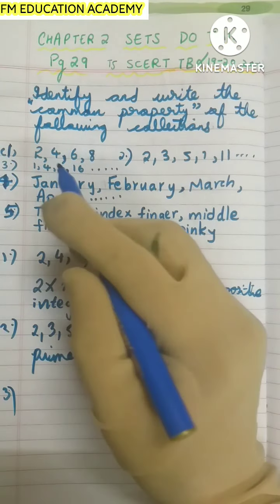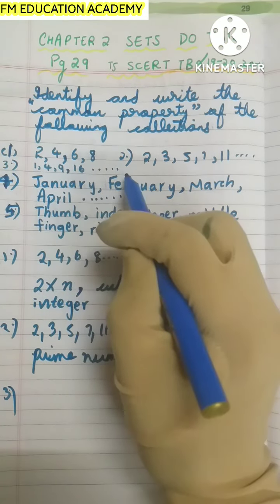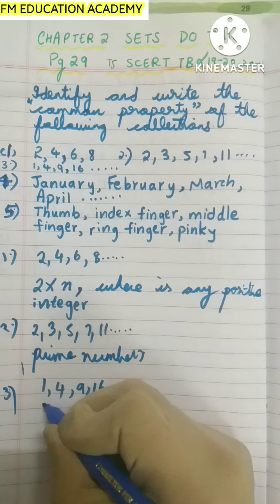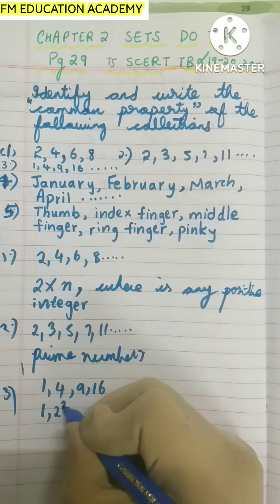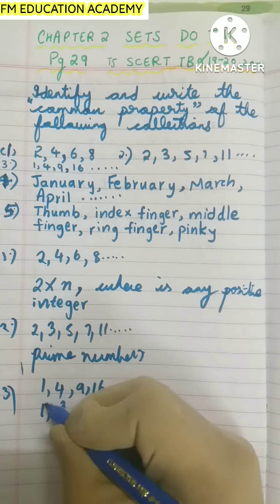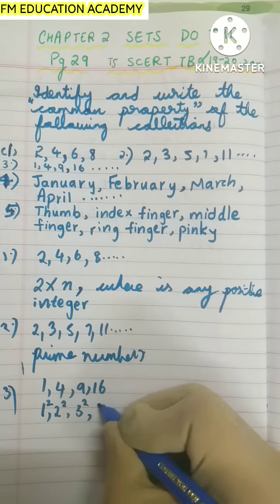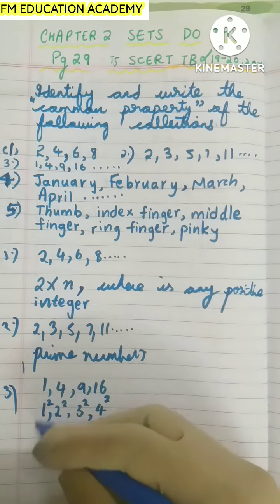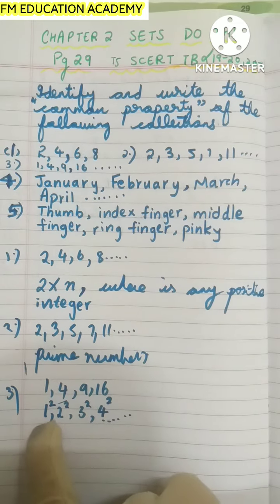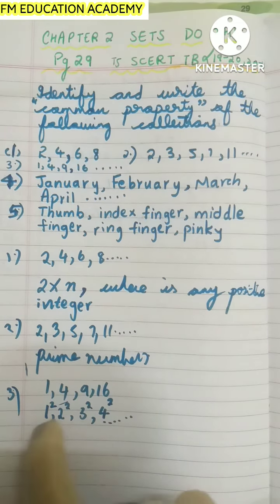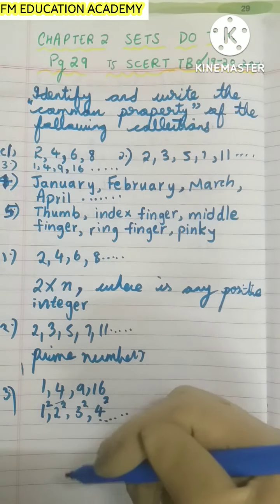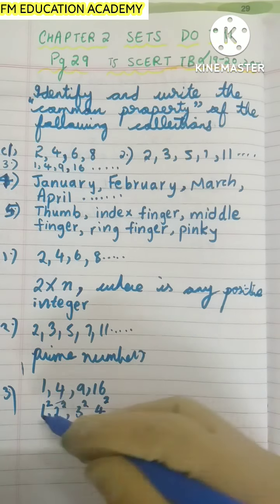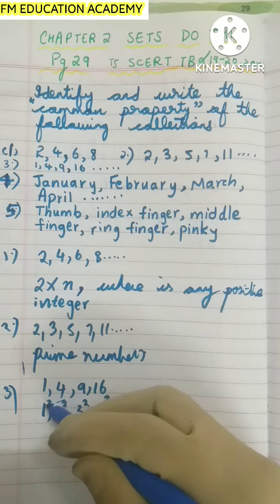Now the third question is 1, 4, 9, 16 and so on. If we observe, 1 can be written as 1 square, 4 can be written as 2 square, 9 can be written as 3 square, and 16 can be written as 4 square, and so on. So it is in the form of the square of a number. The numbers start from 1, these are my natural numbers 1, 2, 3, 4, and these are 1 square, 2 square, 3 square, 4 square and so on. They are in sequence, starting from 1, and they are nothing but squares of a number.